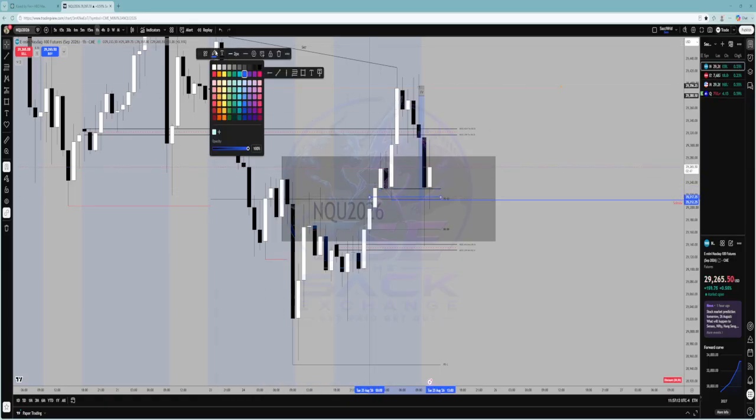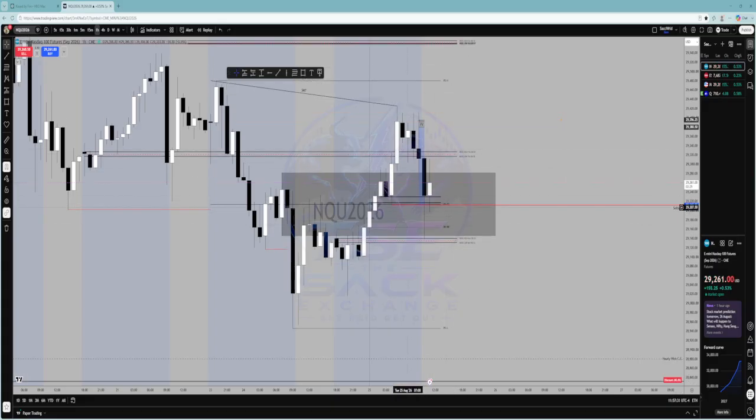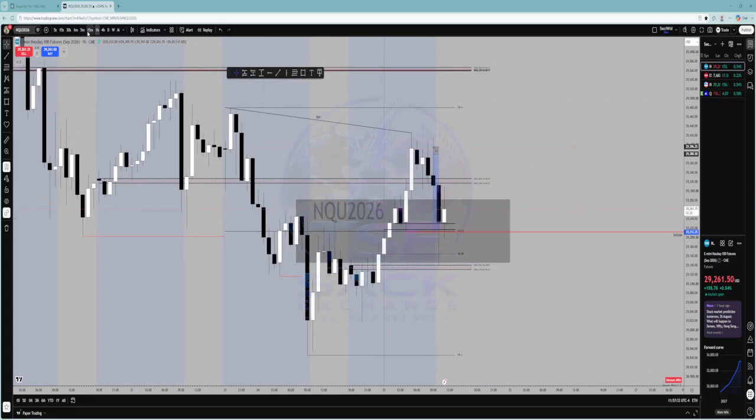With that being said, a lot of stops are going to be right here because people are looking at this as an area of support or area of demand, whatever you want to call it, right? As you see, price ends up running straight through it. Now, I'll drop down one more time frame.